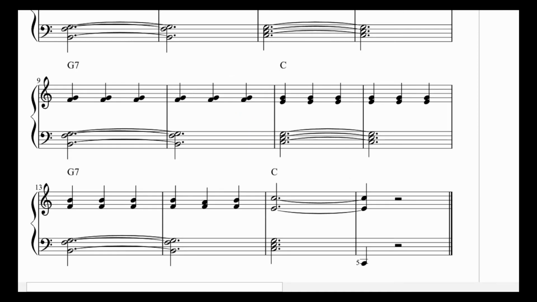So now let's take a look at Chopsticks again. You can see that all these chords in the entire piece are tied, which means they're held through two bars each. And you'll hear what that sounds like when I play it in a minute.